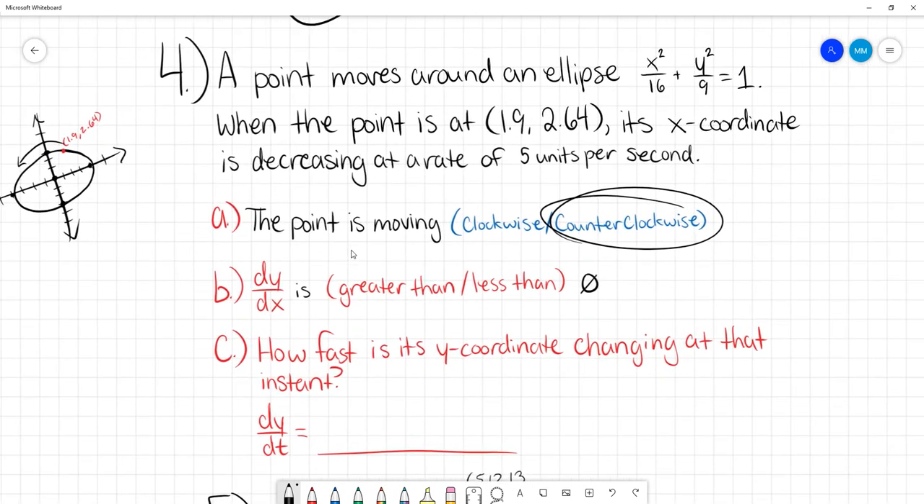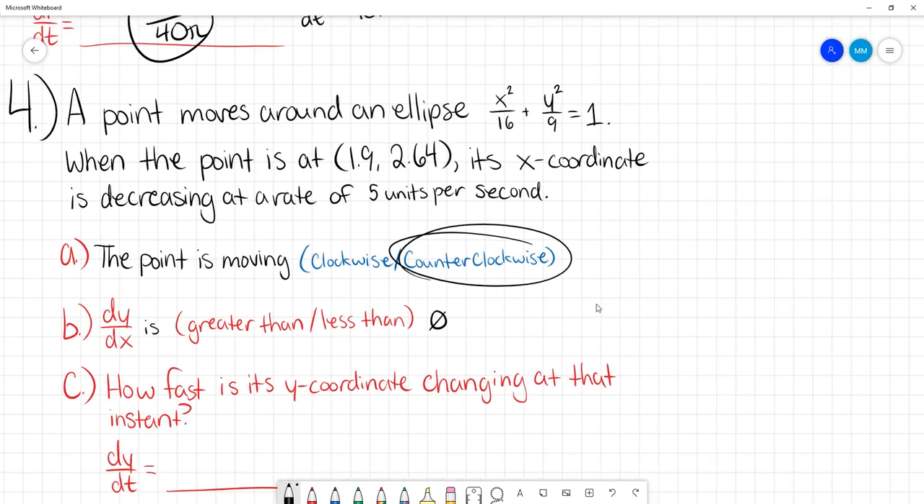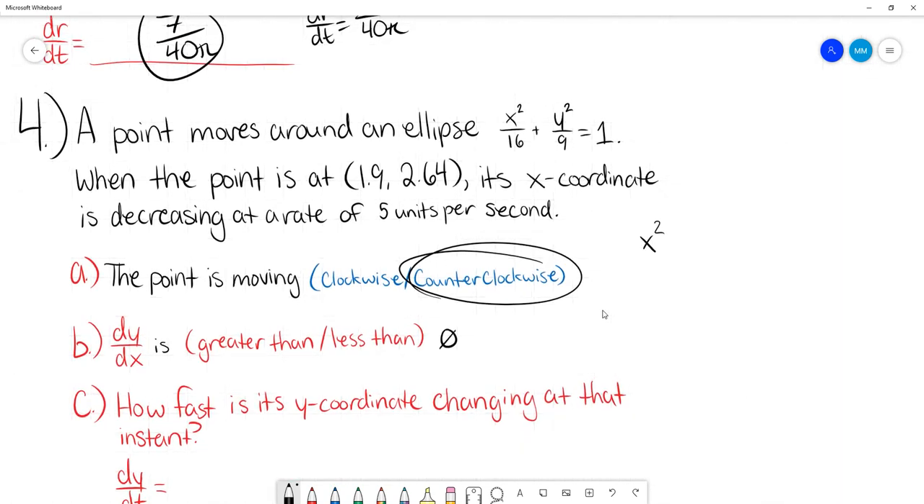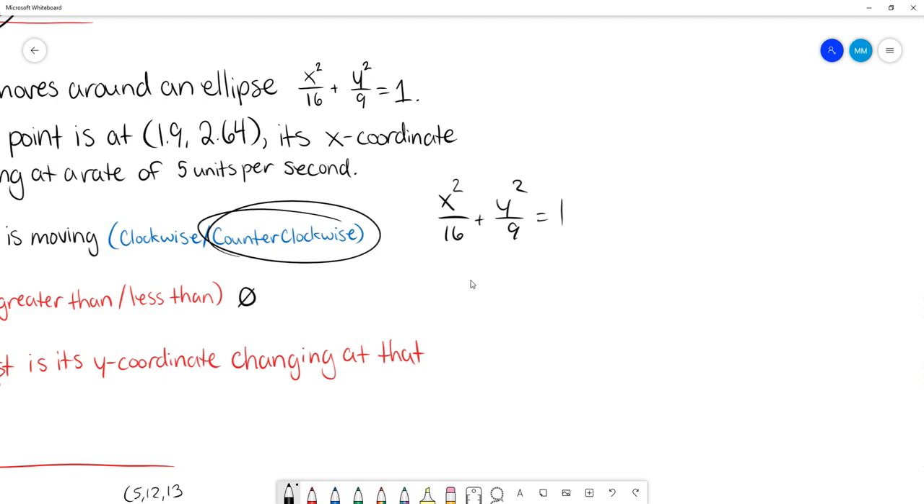Now, with our actual derivative, we want to figure out if the derivative of this function, dy/dx, is greater than or less than 0. So I'm just going to go ahead and take the derivative. So x squared over 16 plus y squared over 9 equals 1. If I take that derivative implicitly, well, this is just 1/16 times x squared plus 1/9 times y squared. Just remember that those are constant coefficients. Don't get yourself confused and think we need a quotient rule or anything.